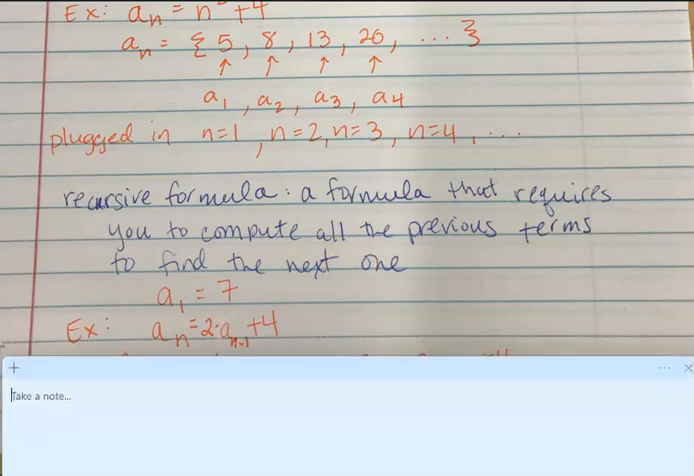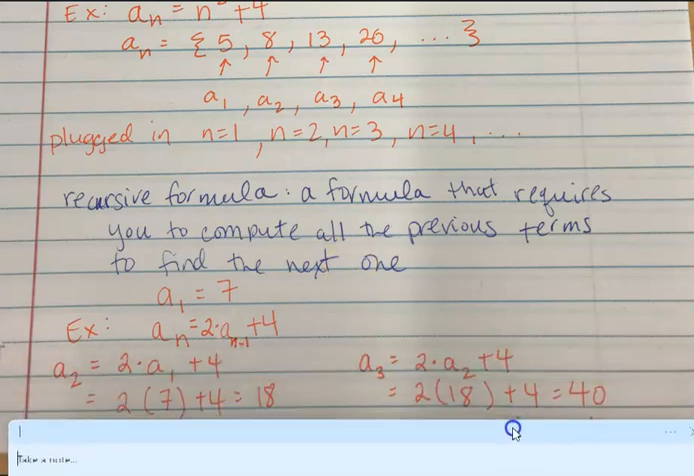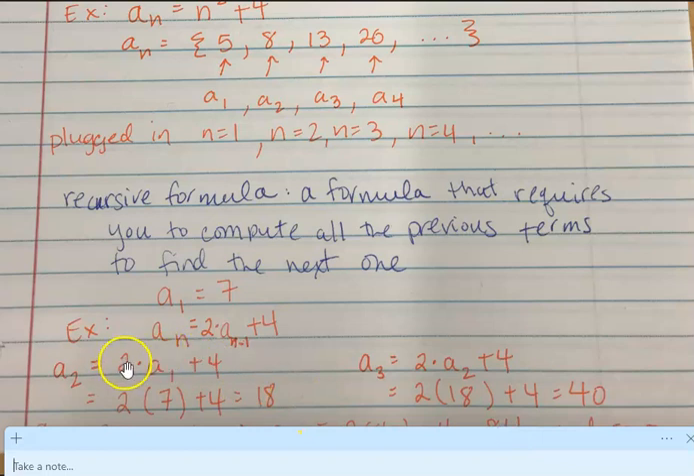So, for example, in order to find a sub 2, I'm going to plug in 2 into my n here for a sub n, and my n here for a sub n minus 1. 2 minus 1 is 1, so this means take a sub 1, multiply it by 2, add 4, and that'll give you your second term. So 2 times 7, which is a sub 1, is 14, plus 4 is 18. I now know that a sub 2 must be 18.